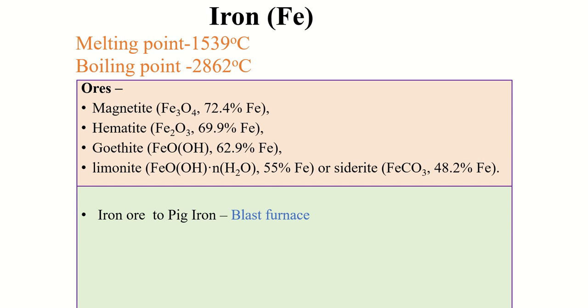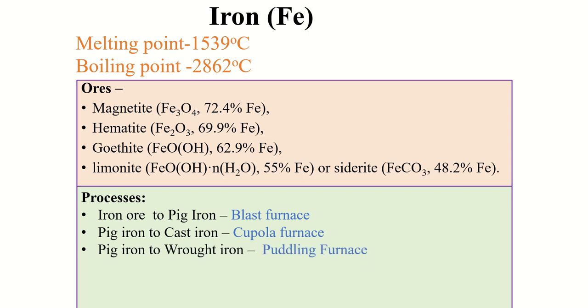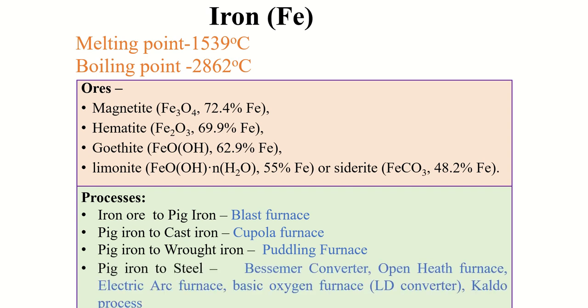There are some exothermic reactions that occur, from which the important heat for the process comes. We can make cast iron from pig iron using the cupola furnace, and pig iron can be converted into wrought iron by using the puddling furnace process.